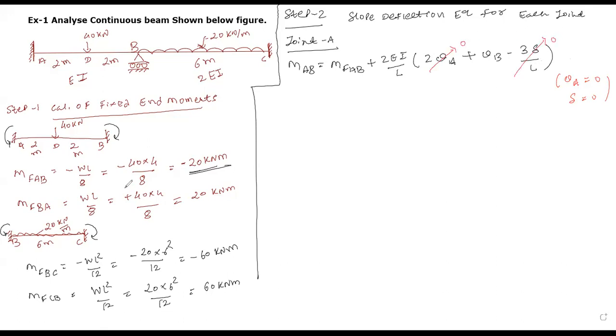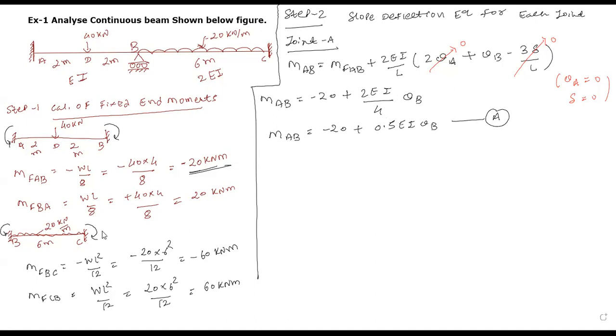I hope it is clear to all of you. Put the other values here. So your value for MFAB is minus 20. So we can say that MAB should be equal to minus 20 plus 2EI divided by 4 multiplied by theta B, we can directly write. So MAB equals minus 20 plus 0.5 EI theta B. I hope it is clear to all of you. This is your equation number A.